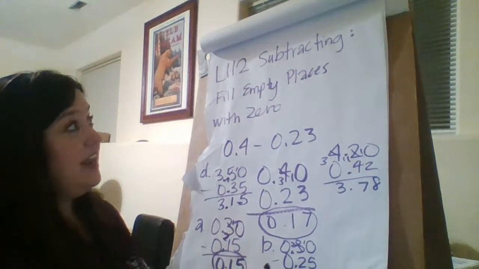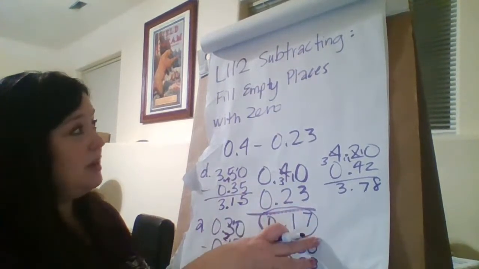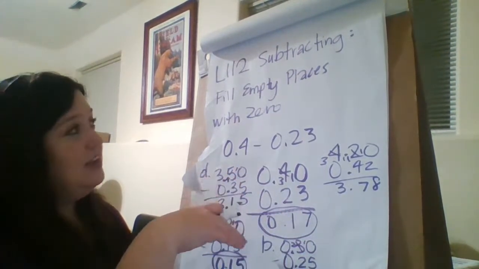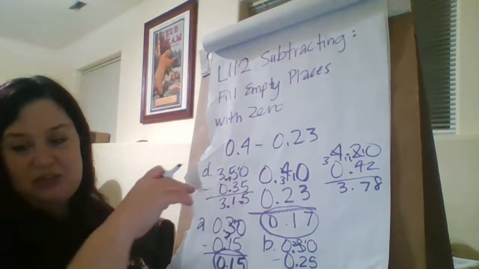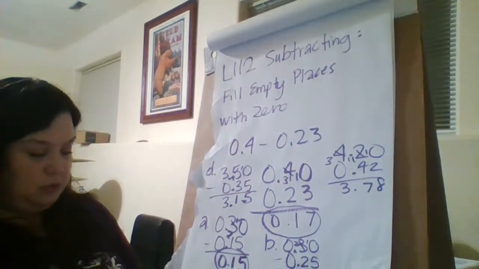So this is our lesson today: when we subtract with decimal numbers, we fill the empty spots or places with 0. So go ahead and do numbers 1 through 25 today.